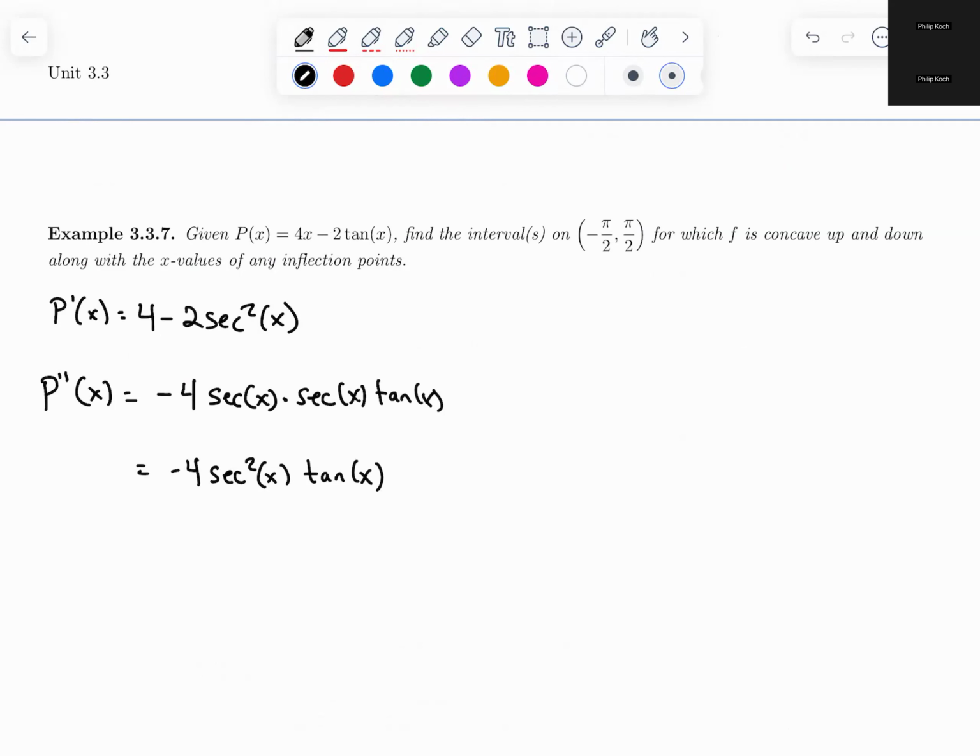And I think that's where we'll leave it off for today. I want you to understand why that's true. So think about that. I'll give you a hint. It has to do with the chain rule, but you should verify it yourself why it's negative 4 secant squared of x tangent of x. And then when we come back next time, we'll set this equal to 0 and find where it doesn't exist to create our sign chart for our P double prime.